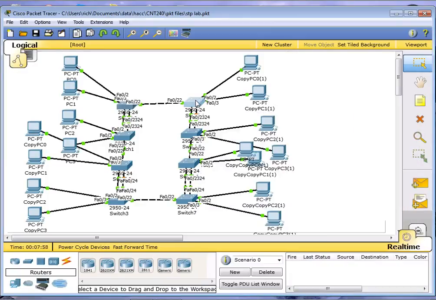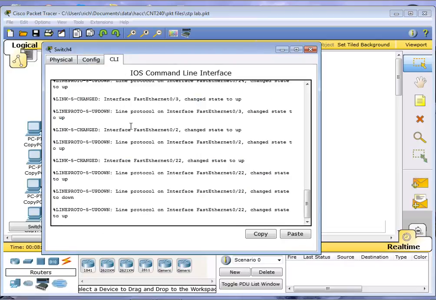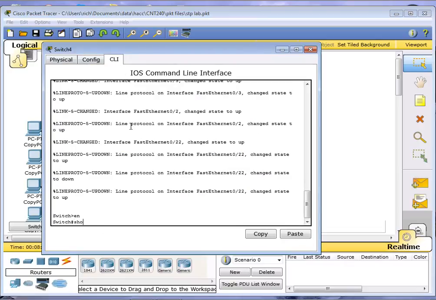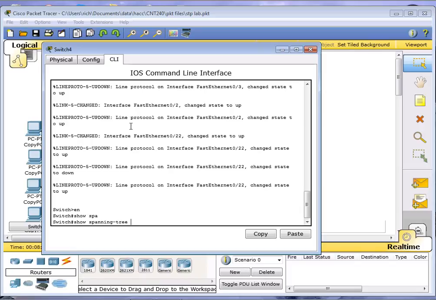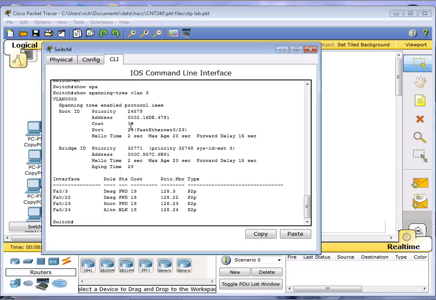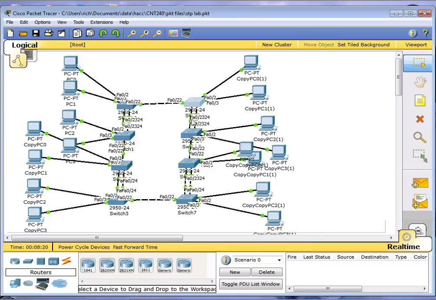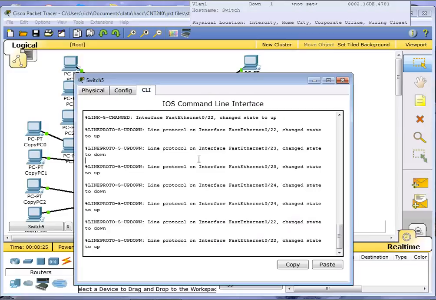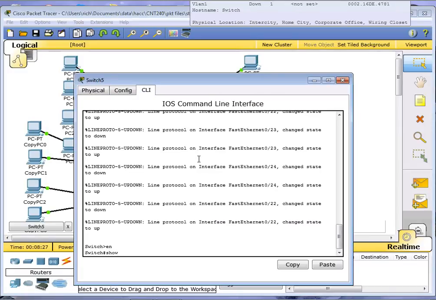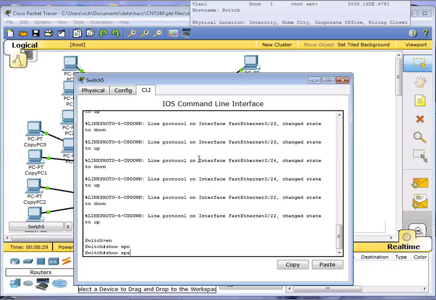So if I go look at this switch, it's not going to be the root bridge for VLAN 3 because the cost was 38, which I said was 2 hops. So the cost on this guy is going to be 19. The cost is 19. Its root port is 23. So if we look at port 23 to this guy, this guy is going to be the root bridge for VLAN 3.